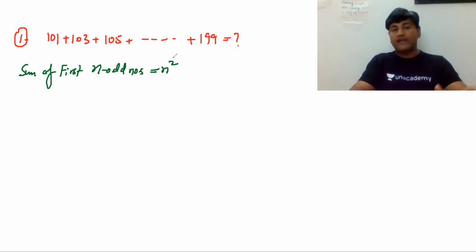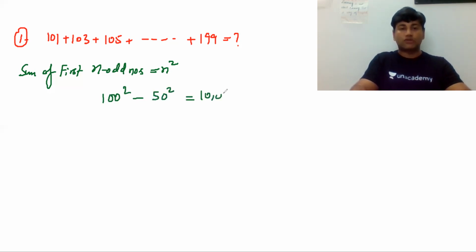So if I want to find the sum of them, I should do the sum of the first 100 odd numbers minus the sum of the first 50 odd numbers. So that will be your answer, that is 10,000 minus 2,500. So your answer will be 7,500.